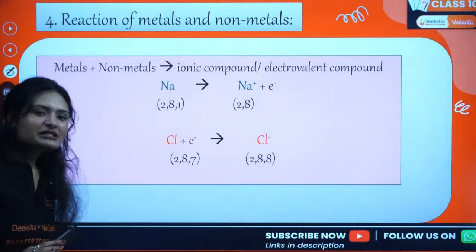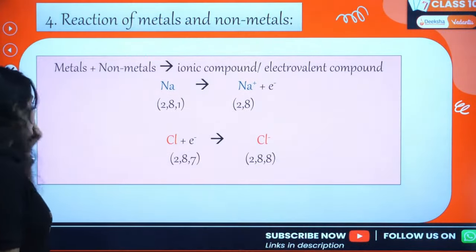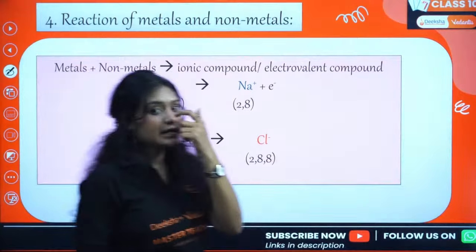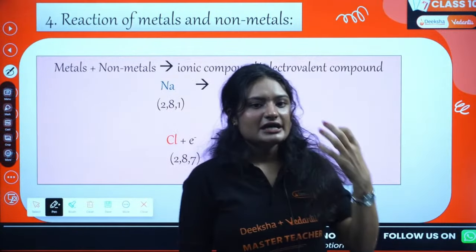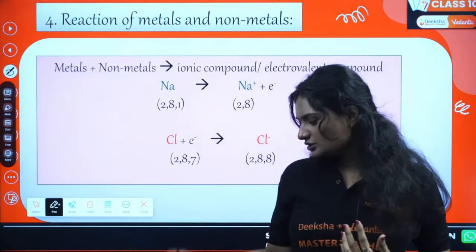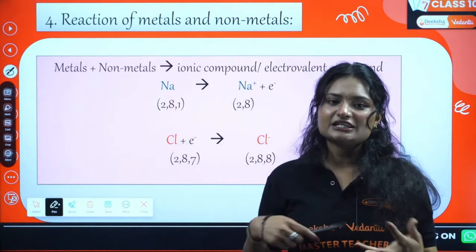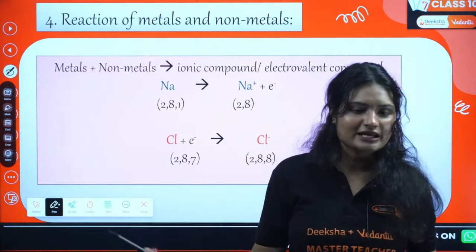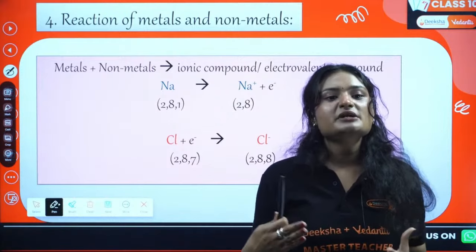How do metals and non-metals react? Metals and non-metals react in a similar way. If I have the money and you, my dear kid, need the money, I give you the money, the transaction happened, right? So that is how metals and non-metals react.